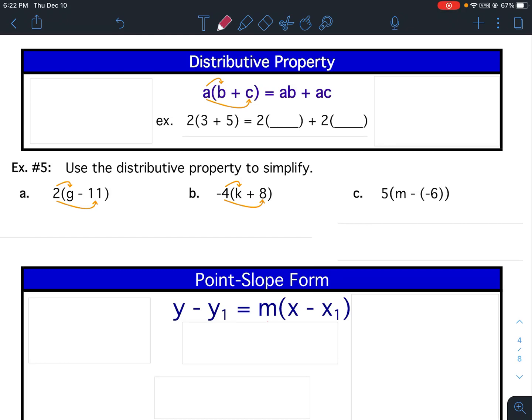Relating slope and y-intercept to linear equations. Lesson 7 notes. The distributive property. We've already done the distributive property. We've talked about the distributive property earlier in the year. So this is a review, so I'm going to go through this fairly quickly.